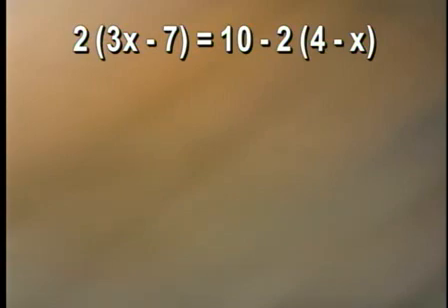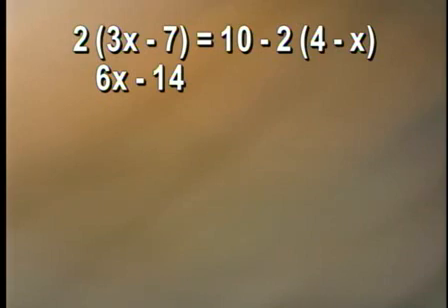Because remember, when I multiply a number by 2, I multiply every part of that number by 2. So if I was multiplying, for example, 2 times 34, I'd multiply the 4 by 2. I'd multiply the 3 in the tens place by 2 and get 68. So here I've multiplied the 2 times 3x and gotten 6x, and the 2 times a minus 7 and gotten minus 14. On the right side, I need to multiply the 4 minus x by the negative 2.